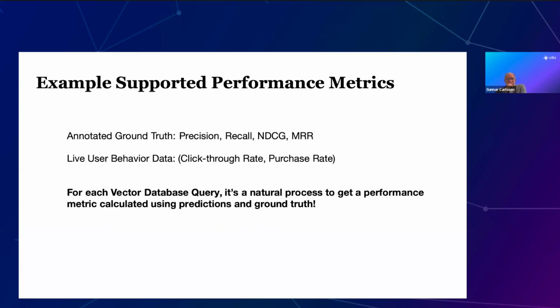So some metrics that are popular, and this framework supports really any metric that you've saved information about. Some ones we come across for vector databases: precision and recall. There's also ones related to the quality of ranked outputs, like NDCG. You can also pass in live user behavior data as an indicator of performance. So click-through rate and purchase rate tell you a lot about your queries.